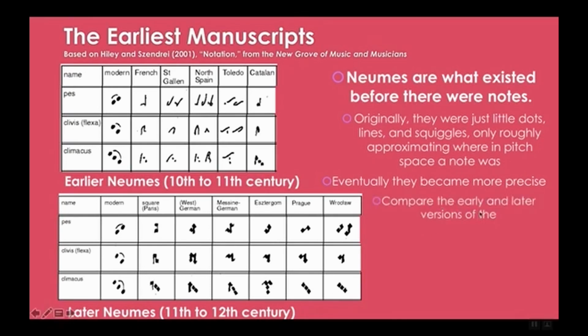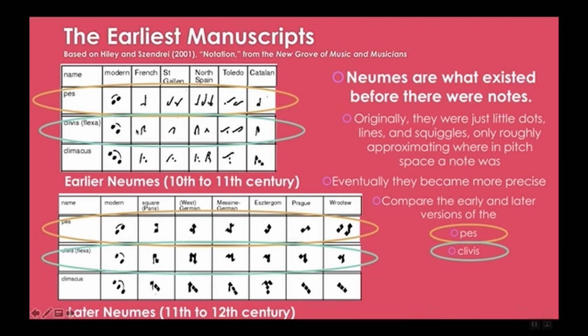We already did this in the last video, but you can compare the earlier and later versions of the pes. The pes, like a little thing in a line, eventually becomes a thing in a line with a dot at the top too. The clivis, notes going down, eventually was a little squiggle, and then they end up putting a note up there and a note down there. And then the climacus, 3 notes going down. Originally you have a slash and then 2 dots, and then eventually you get a note at the top of that slash and then the 2 dots, and they're all more diamond or square shaped.